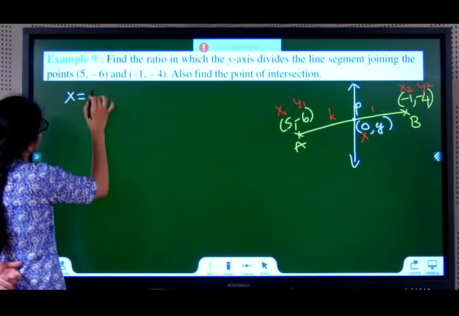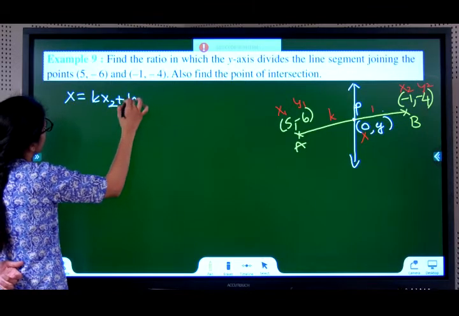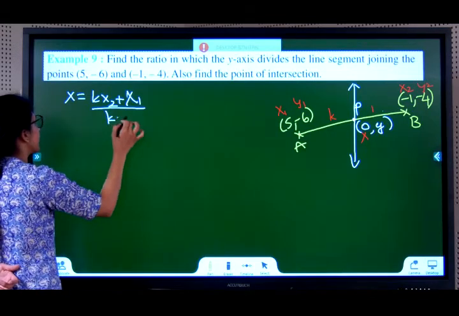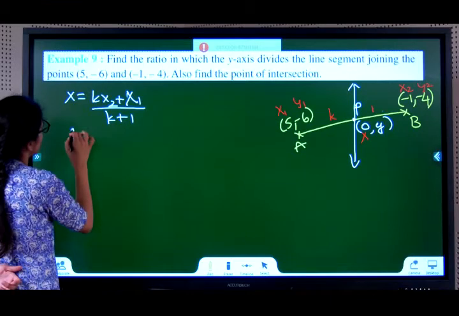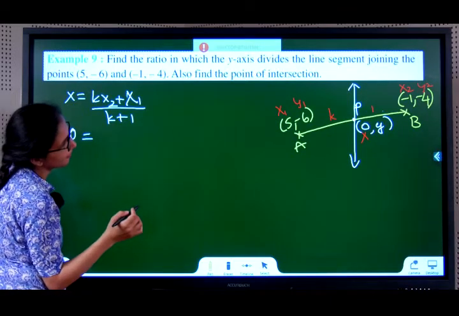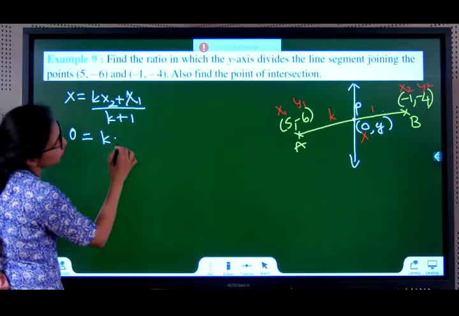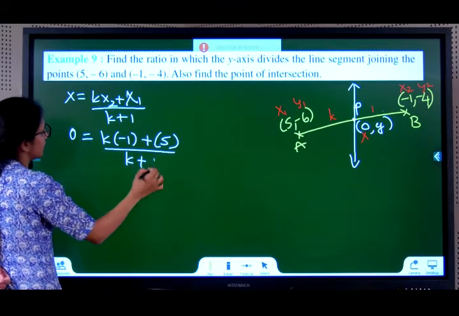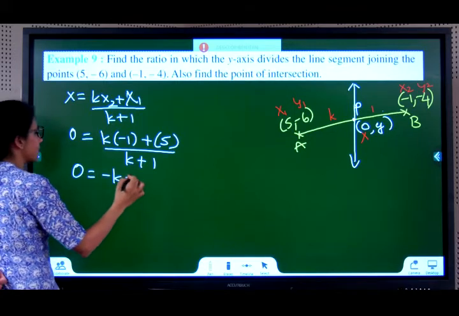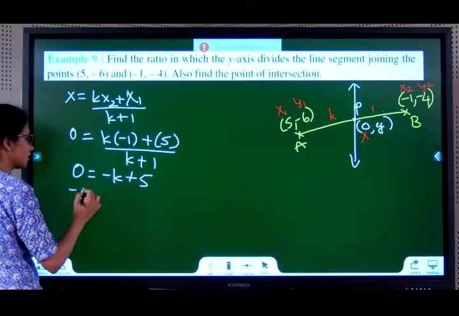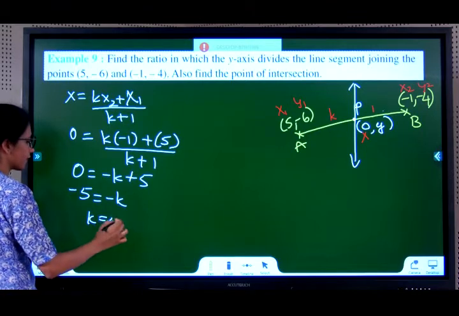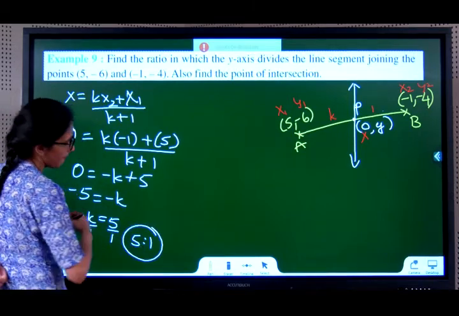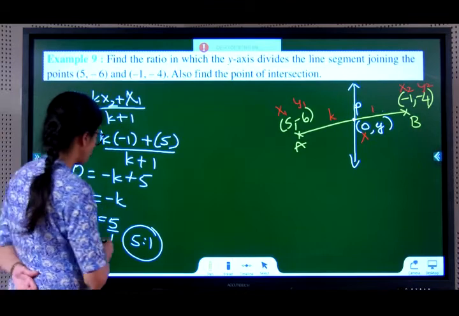Now let's start. So k is to 1, take the k is to 1 formula. Kx2 plus x1 by k plus 1. X is 0. What is the value of k? We don't know, we have to find that. X2 is minus 1, plus x1 is 5, k plus 1. K plus 1 into 0 is 0, equals minus k plus 5. Send the 5 aside. Minus 5 equals minus k. K is equal to 5. So k by 1 equals 5 by 1, or the ratio is 5 is to 1.